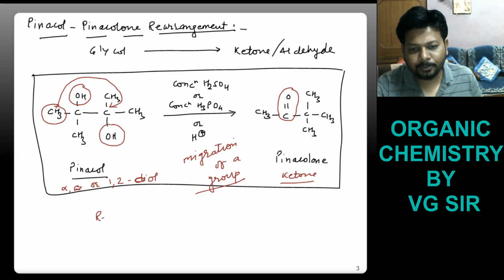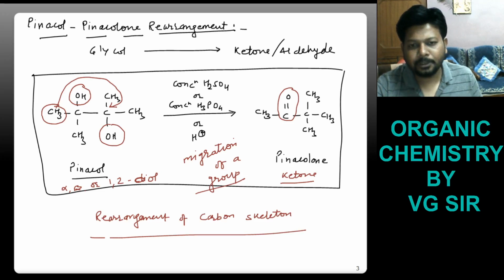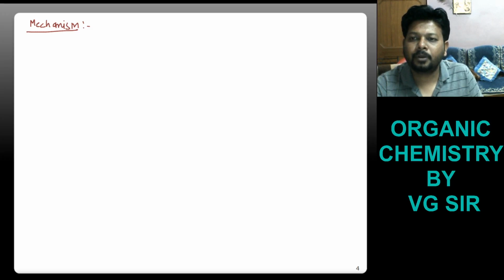So there is rearrangement of the carbon skeleton in this reaction. Is that clear? This reaction is all about conversion of a diol into a ketone with rearrangement, or with change in carbon skeleton. Is that clear? Okay. So now we are going to study the mechanism of this reaction. What is the mechanism of this reaction?